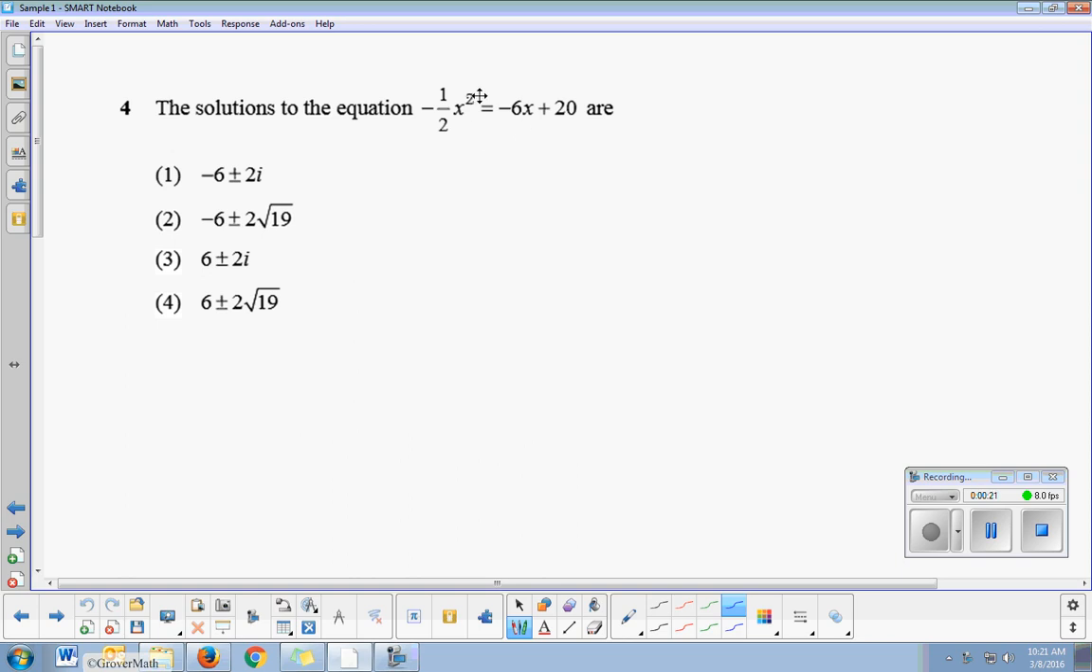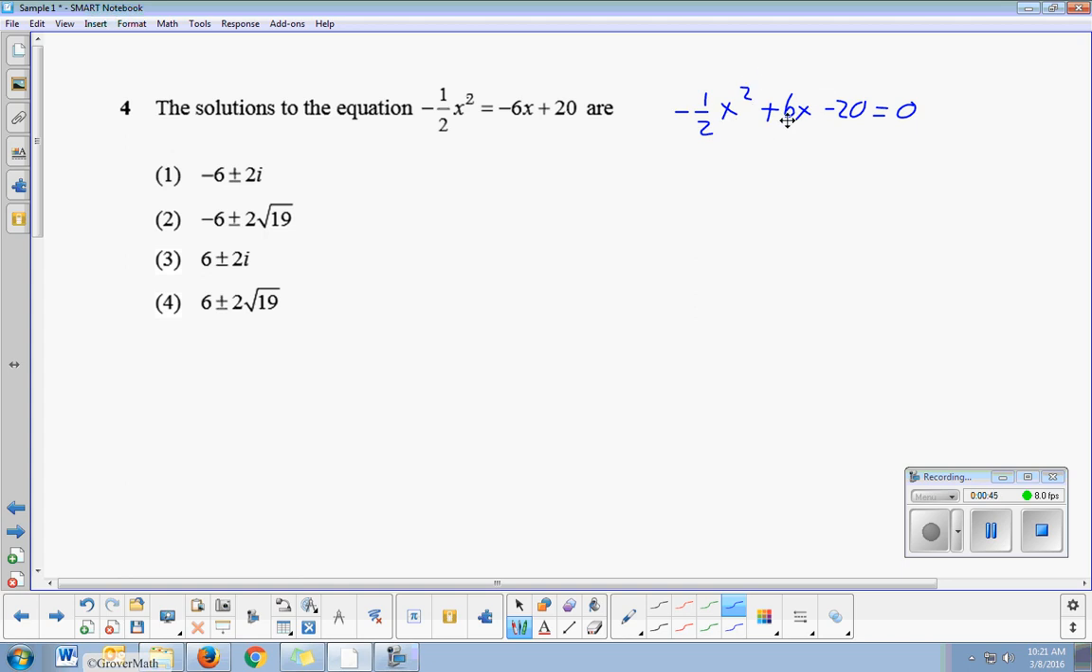So the first start is let's clean it up a little bit. Let's set it equal to 0. Let's get it to one side and see what it looks like there. So if we set it equal to 0, we have negative 1 half x squared, and then we'd have to add 6x to the left, and we'd have to minus 20 equals 0.